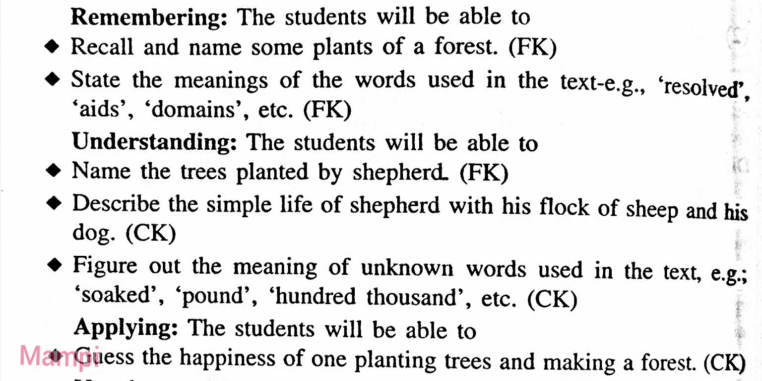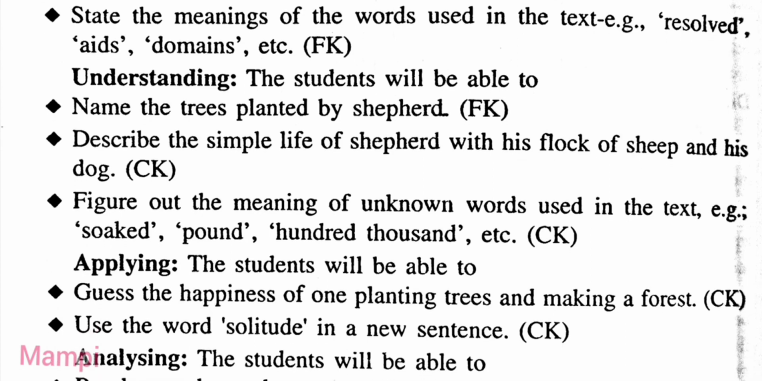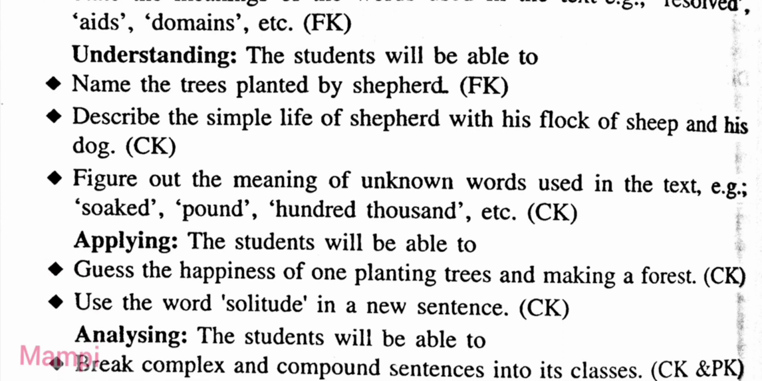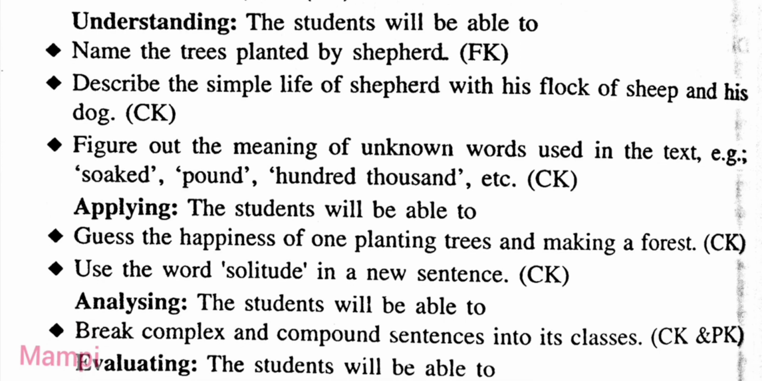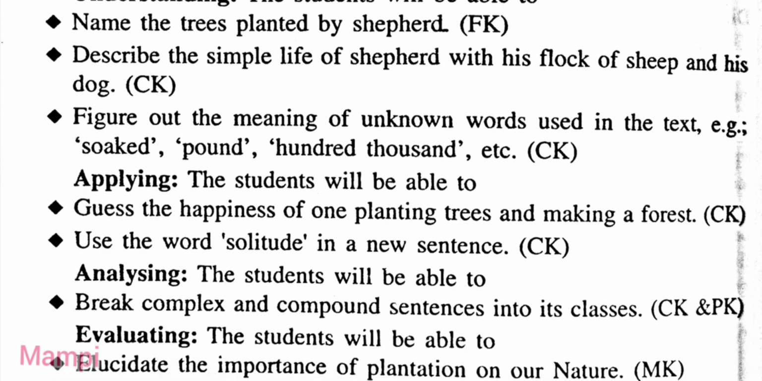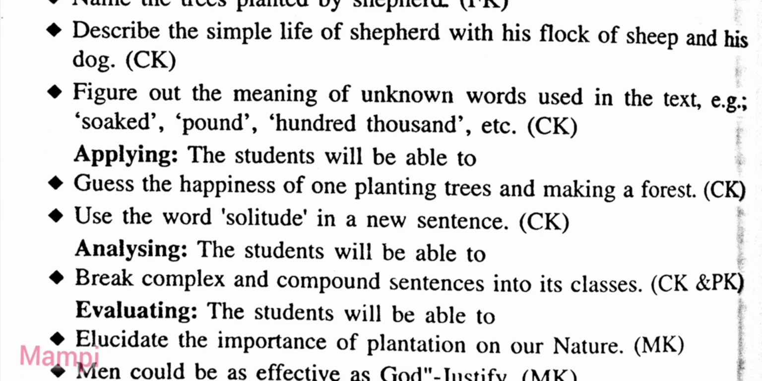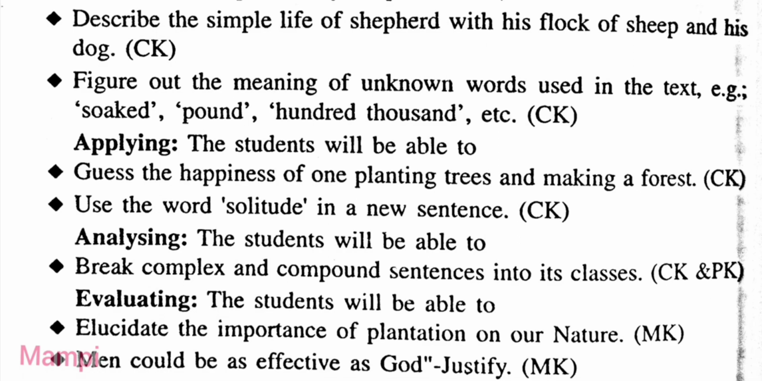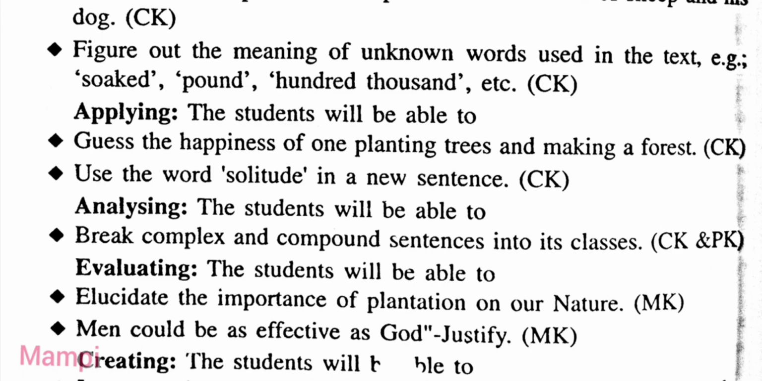Next point is understanding. The students will be able to name the trees planted by the shepherd, and describe the simple life of the shepherd with his flock of sheep and his dog. Next is to figure out the meaning of unknown words used in the text. Example: shocked, pound, 100,000, etc.